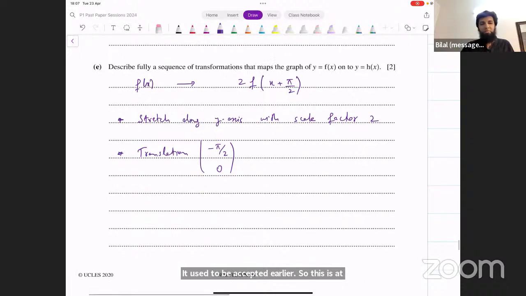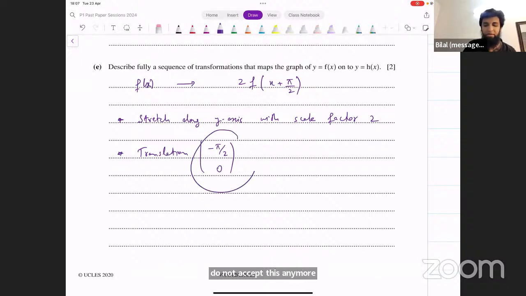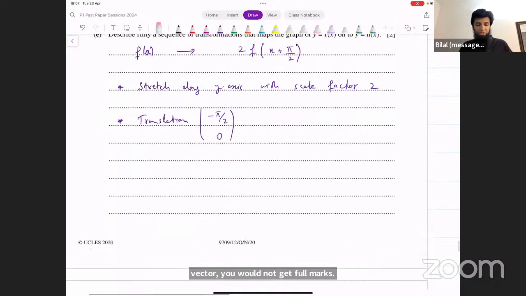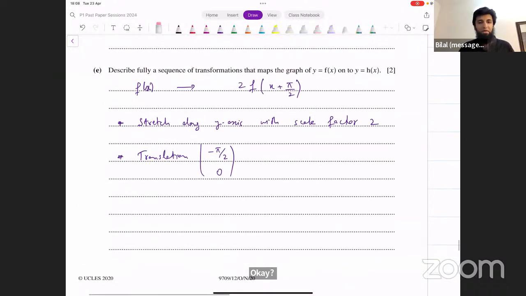In this case, they might write in the marking scheme that you accept if the candidate says it's a translation pi over 2 units to the left, but they do not accept this anymore. They want you to write down vectors like this. Without a vector, you would not get full marks. Okay. All right. So that's this transformation. And that's it. That was question number 11 from this paper.